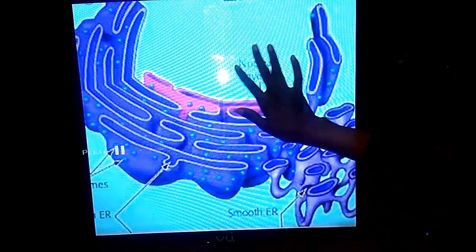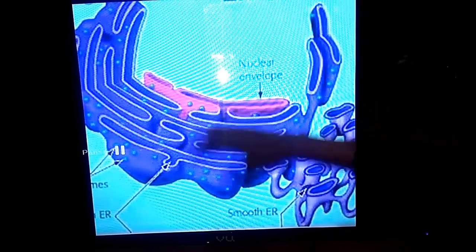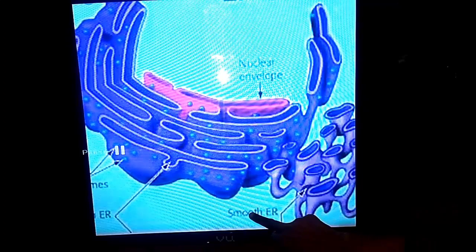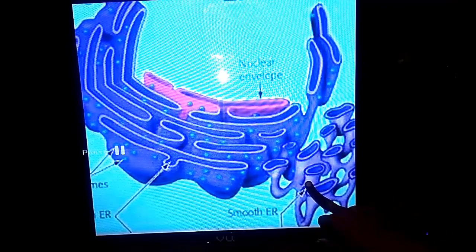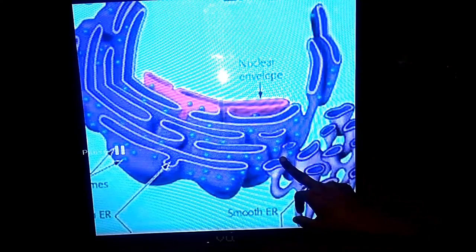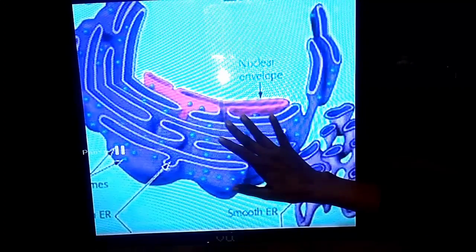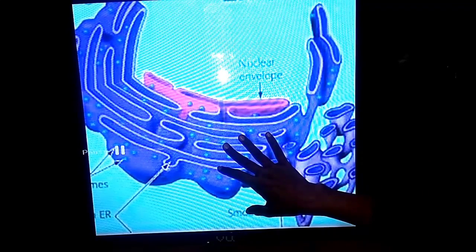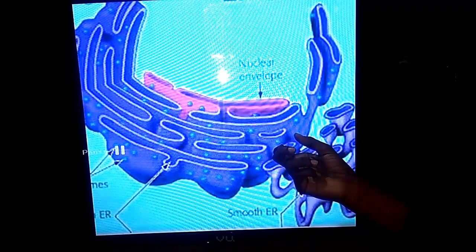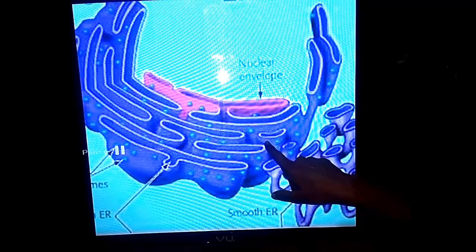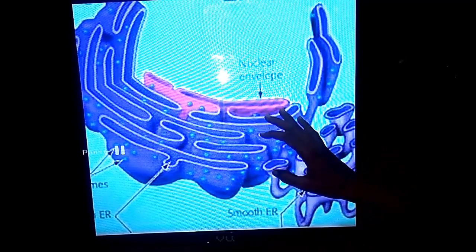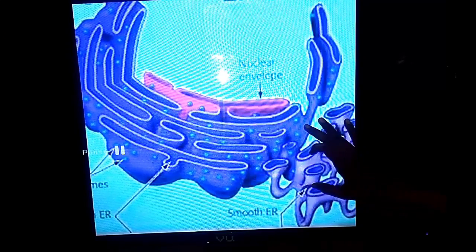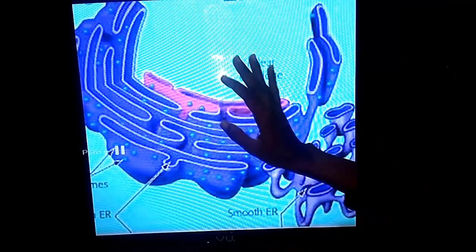Basically, you can divide the endoplasmic reticulum into two types: one is the rough endoplasmic reticulum, RER, and the other is the SER, the smooth endoplasmic reticulum. This comes into the category of the endomembrane system because its functions are coordinated with the other cell organelles. Into that category we can include the endoplasmic reticulum, Golgi complex, lysosomes, and even vacuoles.